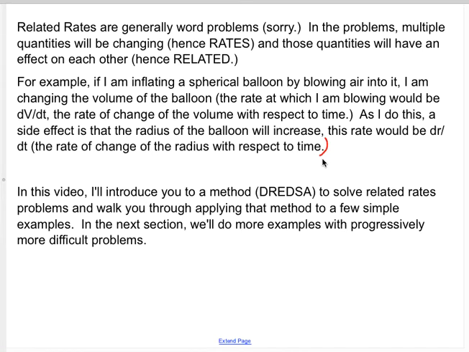So in this video, I'm going to introduce you to a method called DREDSAW, which is really just an easy way to remember the steps in order to solve related rates problems. And I'm going to walk you through applying that method in a few simple examples. Next section, we'll do the more progressively difficult examples.